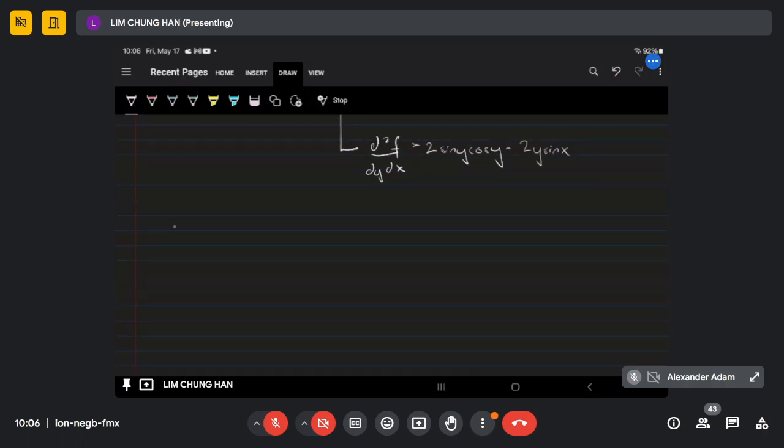So df dy, you can work this out on your own. And then d squared f dy squared, you can work that out on your own. And then d squared f dx dy, you can work this out on your own. Okay, I'm going to continue with the rest of the lecture.